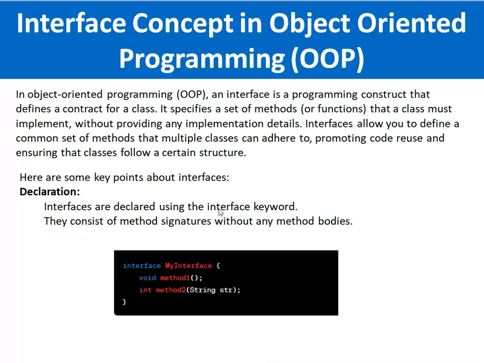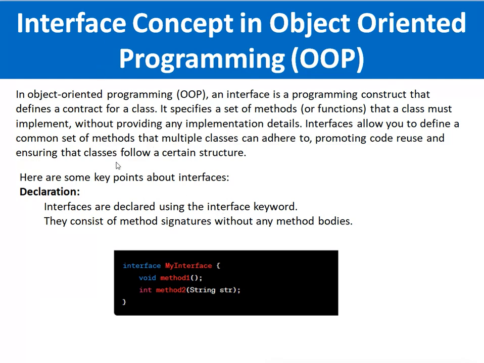Friend, we know that a class is basically a set of two things, the properties and the methods. Properties means the attributes and methods mean the behavior. So basically the interface is like an abstract class which only provides the construct of a method, and it doesn't provide you the implementation detail. The class which implements that interface will provide the detail. Okay, so an interface allows you to define a common set of methods that multiple classes can adhere to, promoting code reuse and ensuring that classes follow a certain structure.